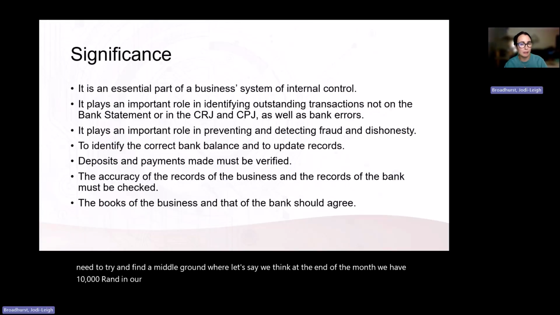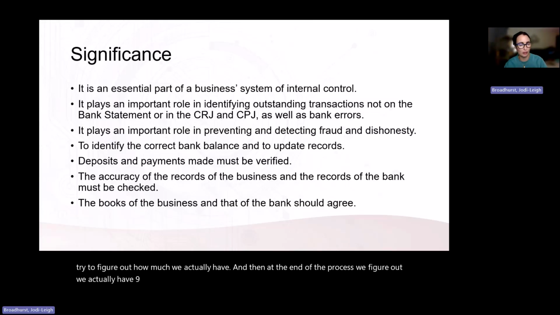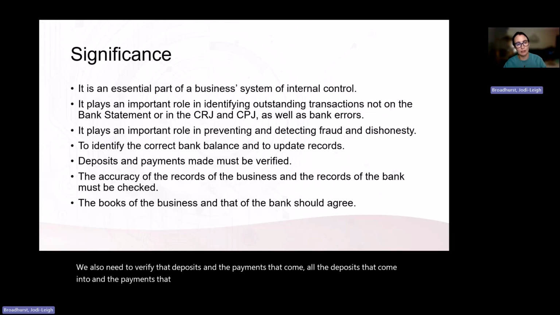The bank statement comes and says 9,700, and we're like, let's try to figure out how much we actually have. And then at the end of the process, we figure out we actually have 9,900, for example. We need to find out what gave rise to these differences of amounts. We also need to verify the deposits that come into and the payments that go out of our accounts.